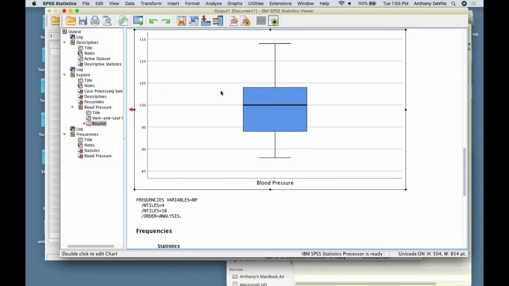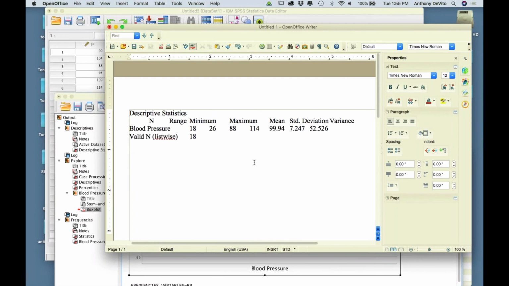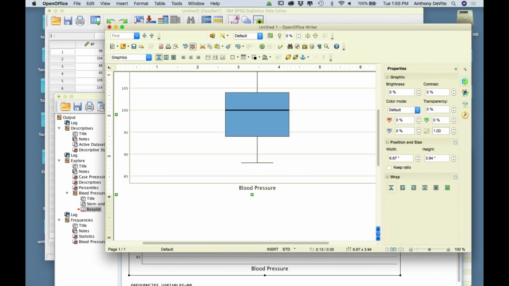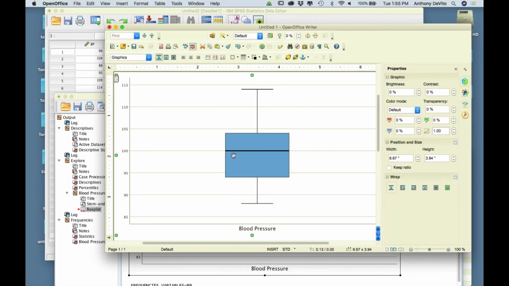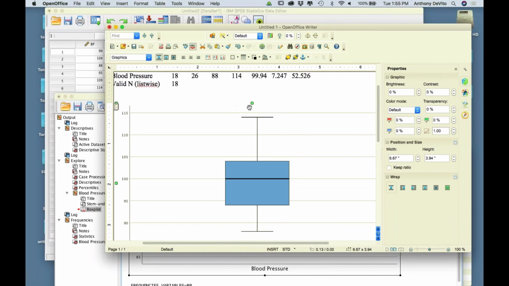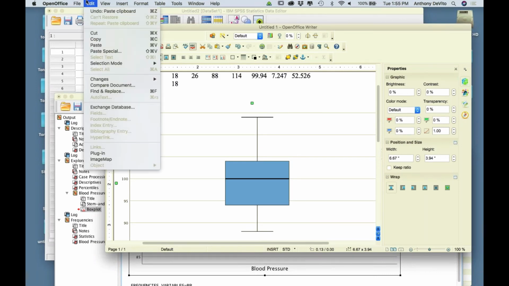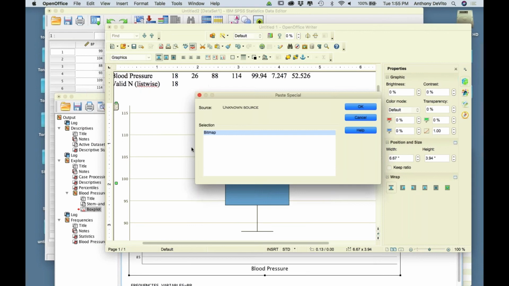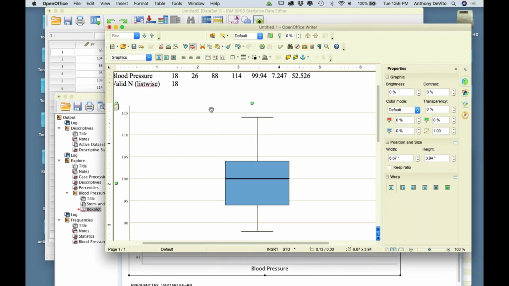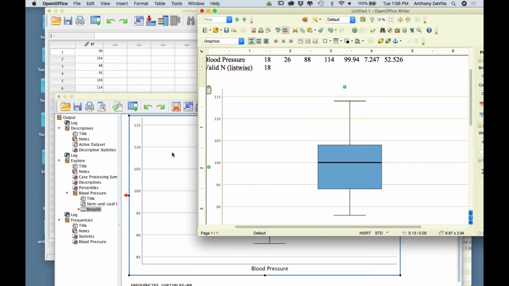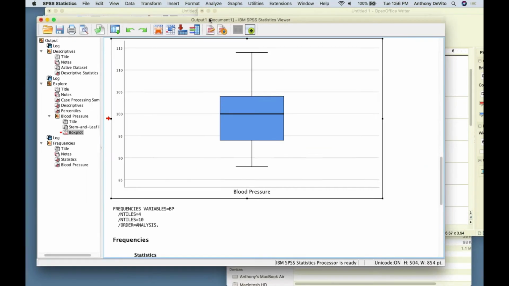Okay, so you can do the same thing with the pictures. I'm going to predict that this is not going to work. I'm going to hit Control-C to copy. I'm going to go back to my word processing program and cross my fingers, Control-V. Oh, pasted it in. There you go. Eureka. It actually worked. Let me see what it says here. Paste special. See, bitmap. It's showing me that I can paste it in as a picture. In fact, it is a picture in SPSS, but it's an editable picture.